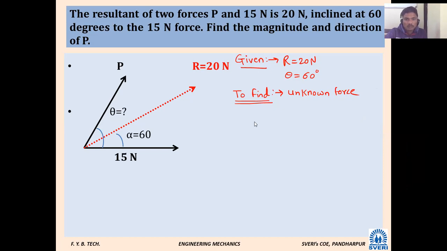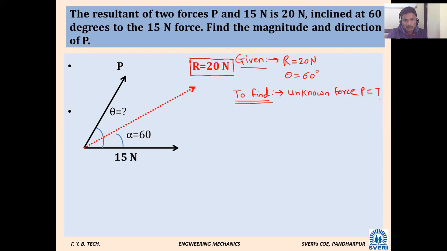Prajakta, what do you want to tell? I think 2 forces, because 15 and 20 Newton. According to you, it is 2 forces. Okay. Any other answer? Sir, there are 3 forces: 2 are known and the third is unknown. But the 20 Newton force is the resultant of the 2 forces. It is shown in red color in the problem statement. This one is the resultant of 2 forces.